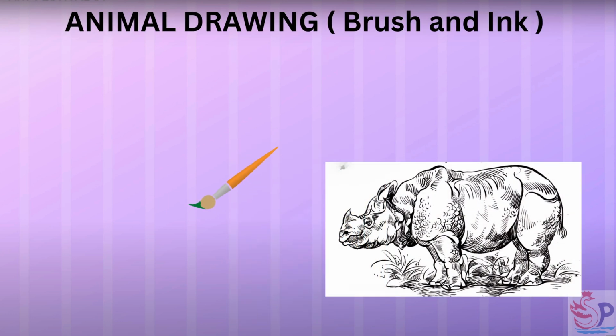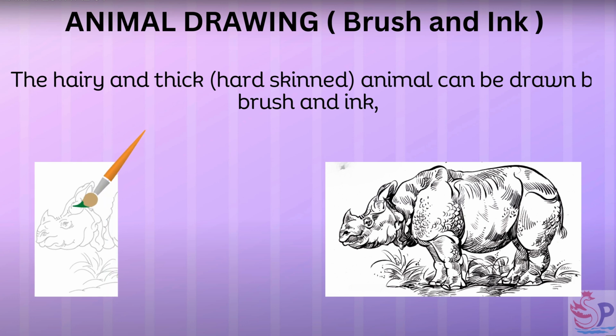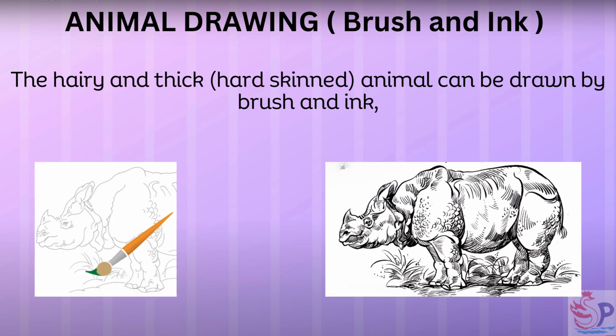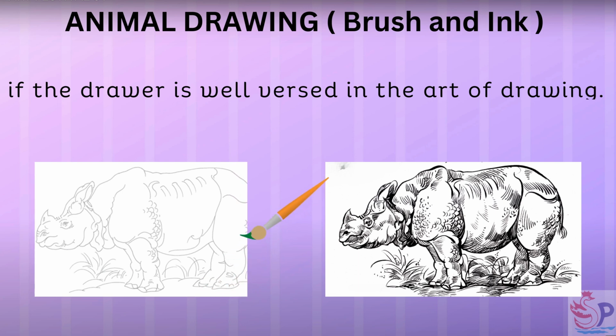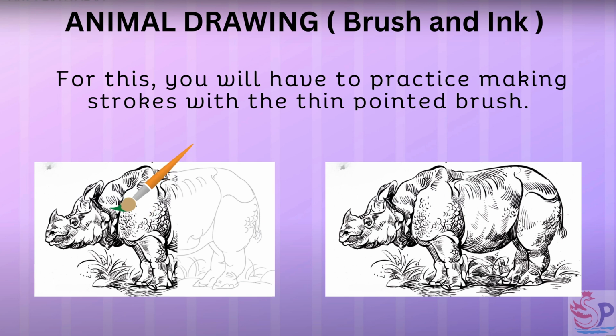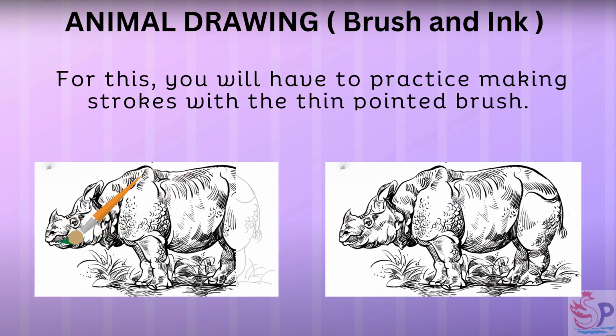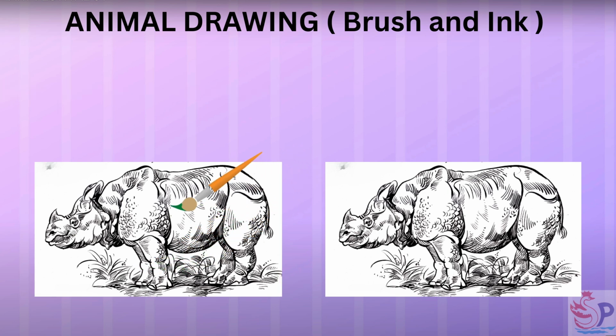Animal drawing, brush and ink. The hairy and thick, hard-skinned animal can be drawn by brush and ink, if the drawer is well versed in the art of drawing. For this, you will have to practice making strokes with the thin pointed brush. Draw the picture of a rhinoceros with brush and ink on the given outlines.